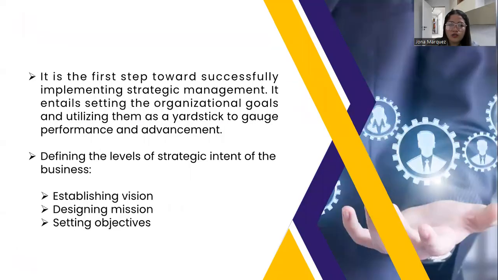Okay? So, discuss natin, no? Mabilisan. When we say strategic intent, ito yung first step, of course. No? So, it entails setting the organization goal and utilizing them as a yardstick to gauge performance and advancement. Okay? So, usually, ito na nga yung defining mission, vision, objectives. I have here example, no? Strategy intent.